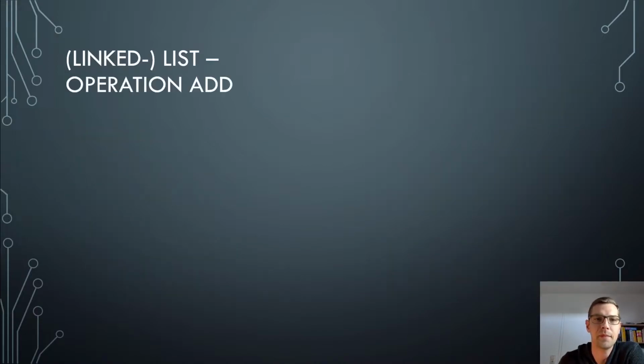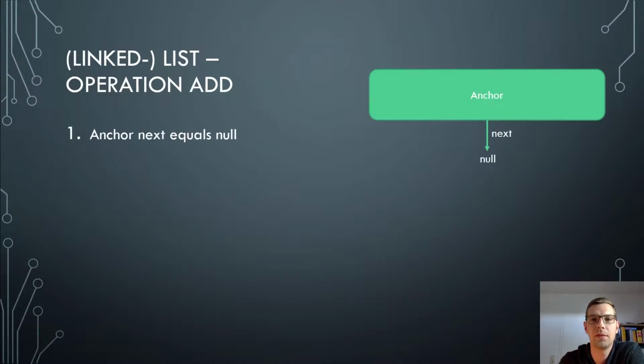Alright, so let's have a look at the add operation. If we want to add to a list, initially it is empty, so we have just our anchor. And our anchor is just an element that signals here starts the list. The next is a pointer to a possible element. Then the next points to the next element. Currently it just points to null.